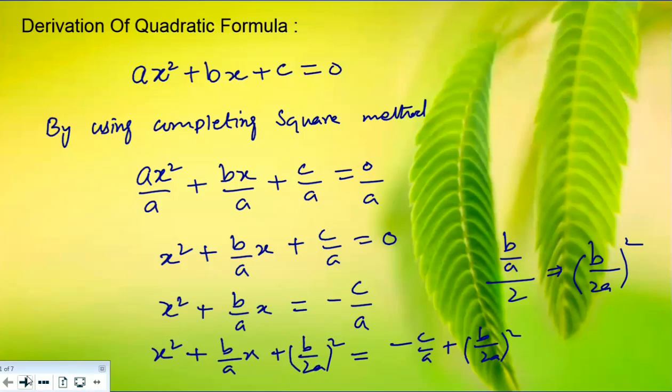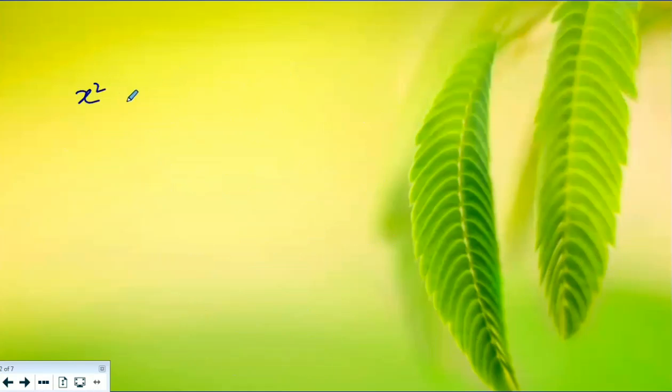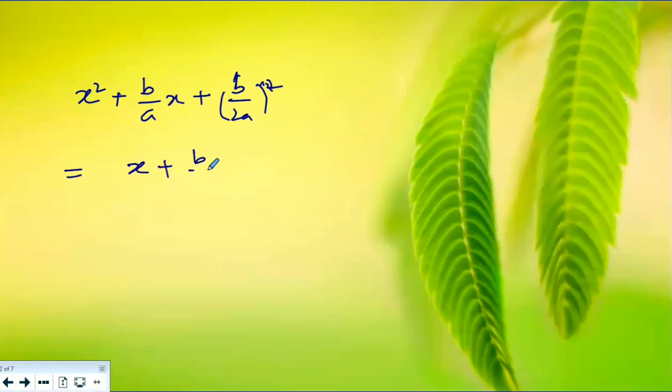Now next we have to simplify the right hand side. We do the simplification here, and while the left hand side becomes a formula, because it's x square plus b by a x plus b by 2a whole square, it's a completing square formula, and it becomes x plus b divided by 2a whole square.